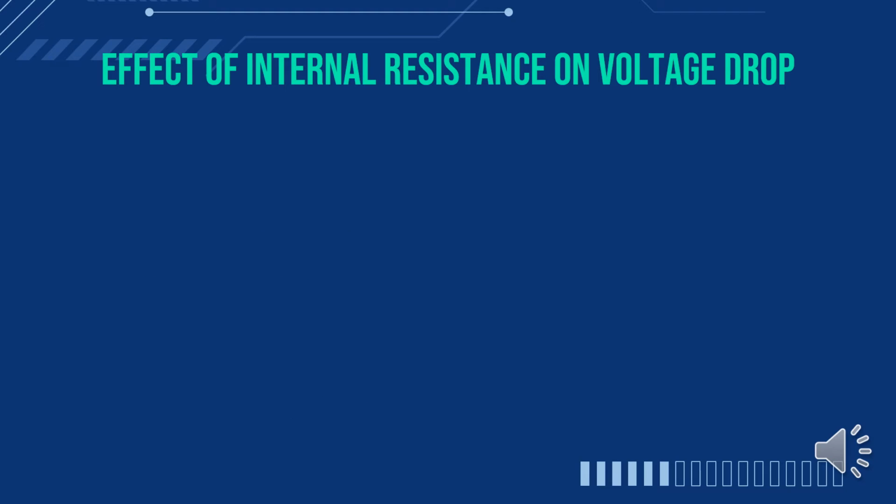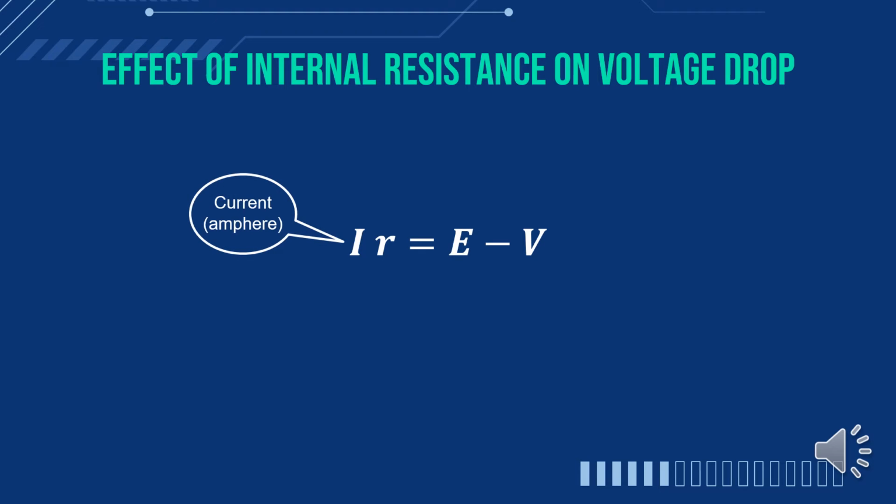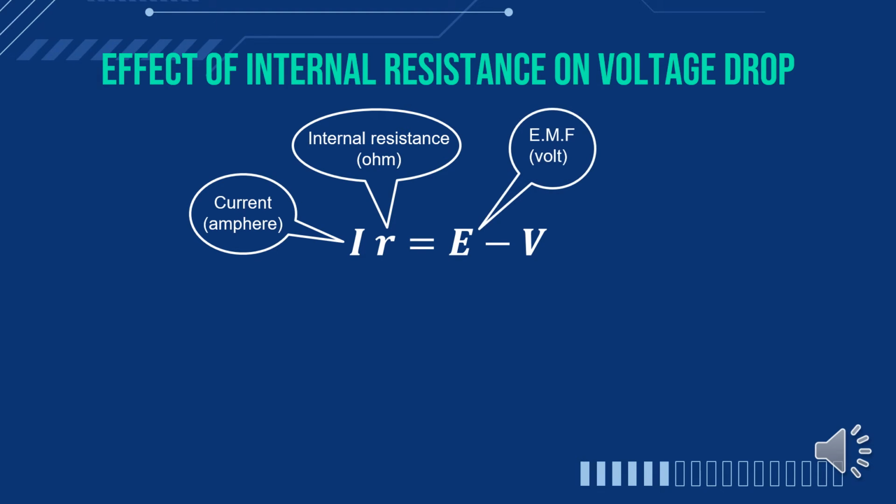Now, let's look at the effect of internal resistance on voltage drop. Here is the formula. As we know, if the current flows through the whole circuit and we also have the internal resistance in the battery, the electromotive force in the battery will reduce by the potential difference, and this is what we call the voltage drop, which is E minus V.